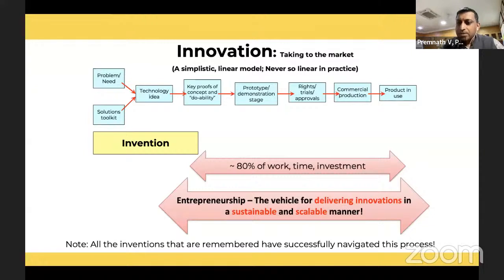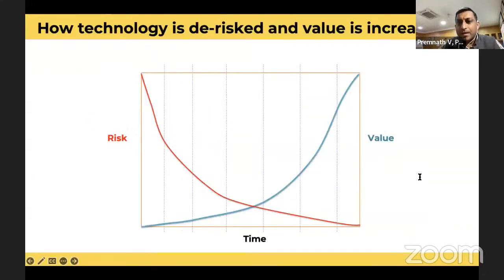And when you have to put in so many resources by people, by investors, and so on and so forth, you need a vehicle to incentivize everybody to perform, and that's where a startup comes in. Okay, if you don't have that, you won't be able to raise resources to progress this idea to a product in use. And that is the name of the game in building startups, commercializing technologies, de-risking them over a period of time as well.